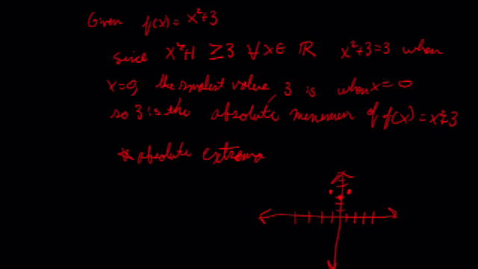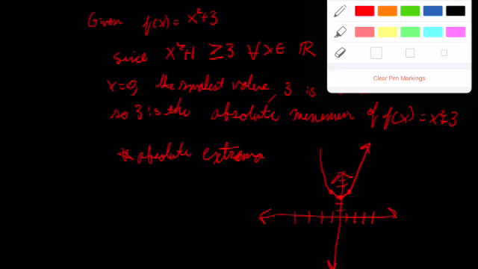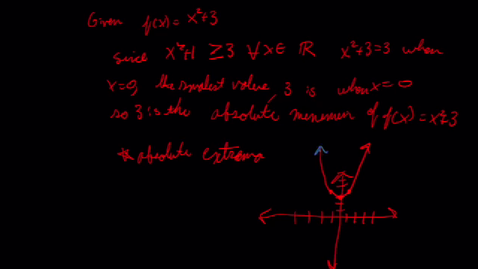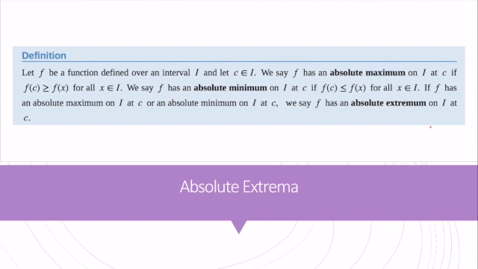So here I have my parabola. Maybe I should have done that in a different color, huh, gang? So here I have my parabola, and it goes on and on forever into infinity. So it doesn't have an absolute maximum. But this 3 right here is the lowest value it can ever take on, and that's why it's its absolute minimum. So here's the definition of absolute extrema, right? We have an absolute maximum, an absolute minimum, and both of those are absolute extrema.